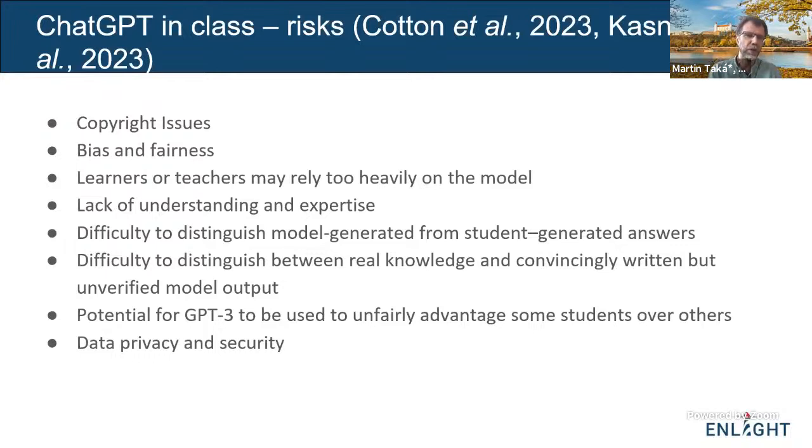Same as it is difficult to distinguish what is correct and what is not in ChatGPT's output. There is also potential for ChatGPT or GPT-3 or 4 to be used for unfair advantage. If some students have access to it and others don't, then these students might look smarter and get better grades if it is not handled properly. And also the question of data privacy and security. If the students, while chatting with such a system, convey some personal information that should not be public or not be used in other contexts, it's still unclear how systems like ChatGPT handle privacy and security.